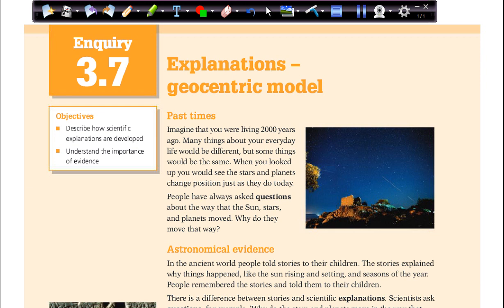Today our lesson is an inquiry lesson. We will talk about explanations: the geocentric model. We learned about the solar system, the moon, the planets, and we explained the movement of these objects in the sky, why they appear to move, and how the Earth is moving.